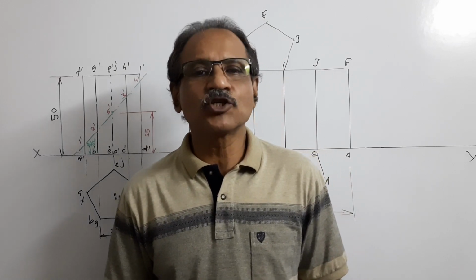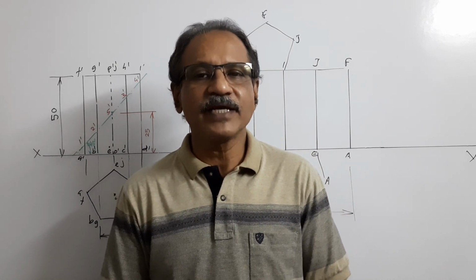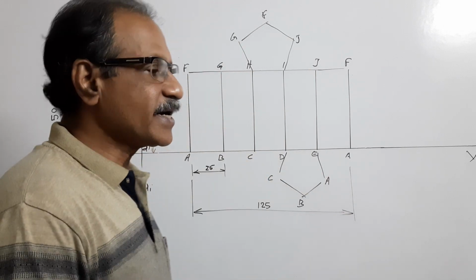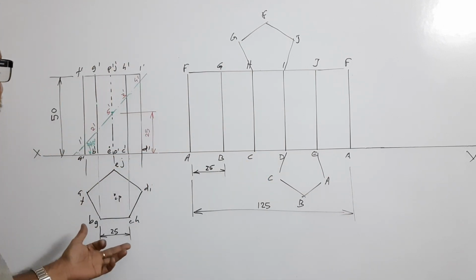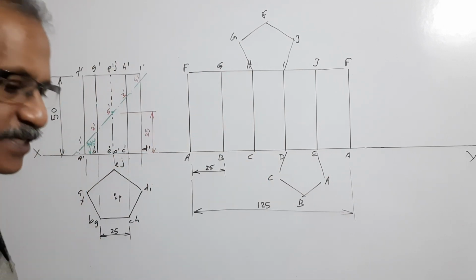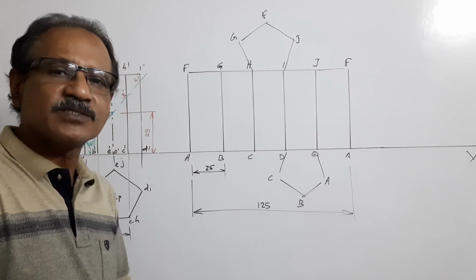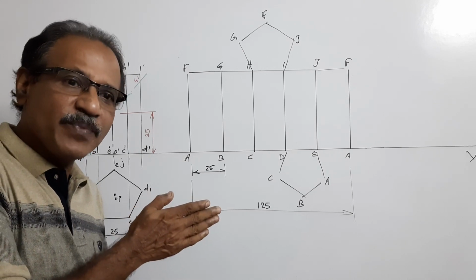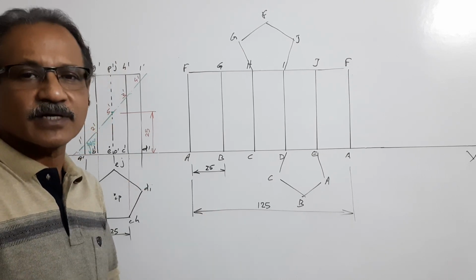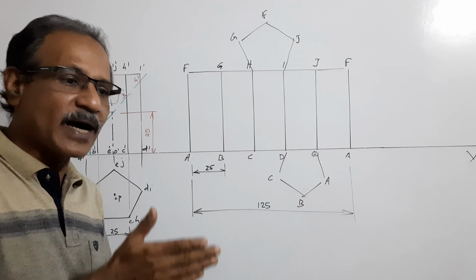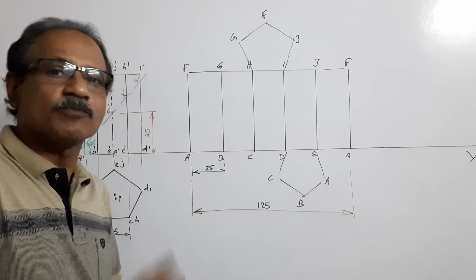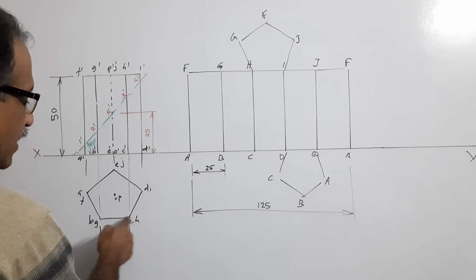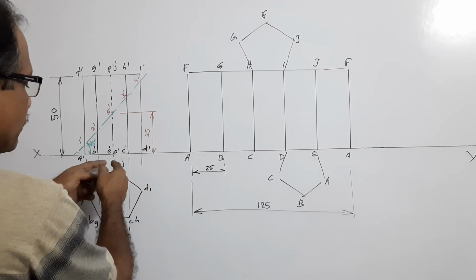When we come to the next question in module 3, it is from development of surfaces. The question says, a pentagonal prism, 25 mm side of base and 50 mm axis, stands on HP on its base with a side of base parallel to VP and nearer to the observer. So, draw a side parallel to XY line. That aside, complete the pentagon.